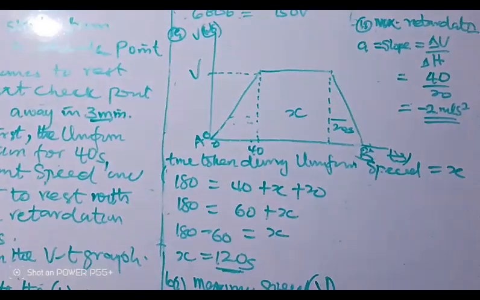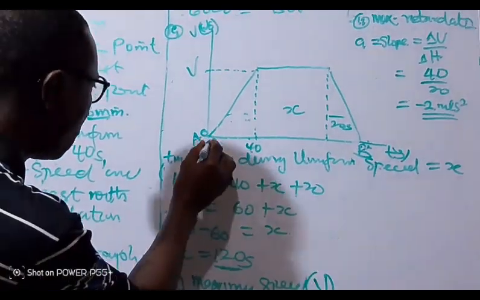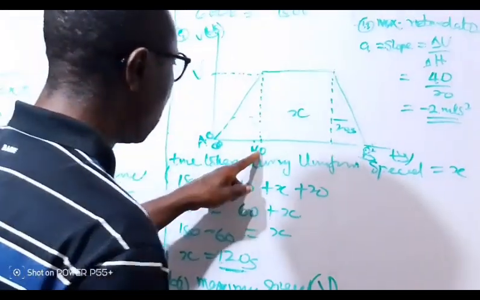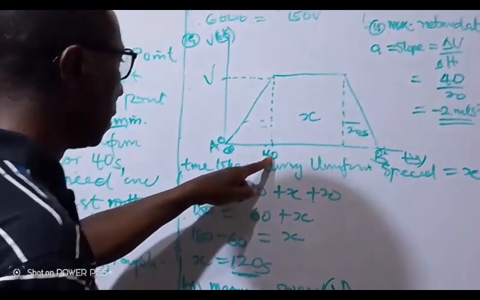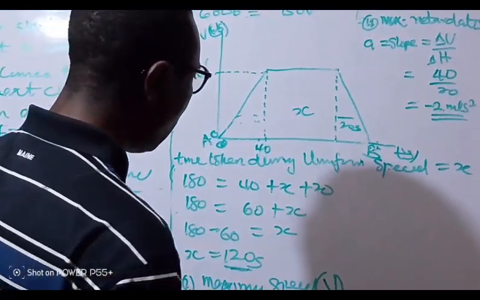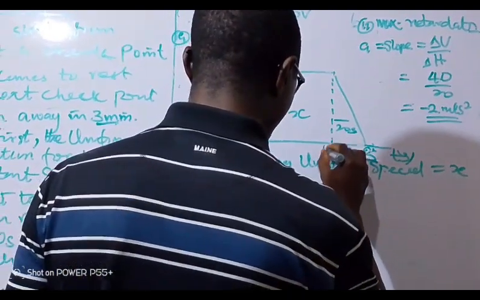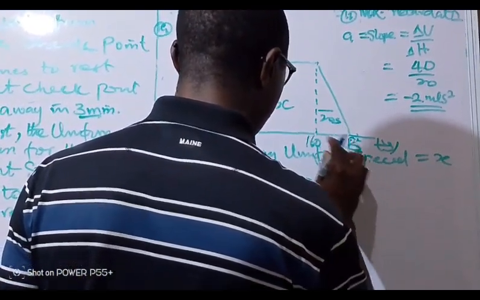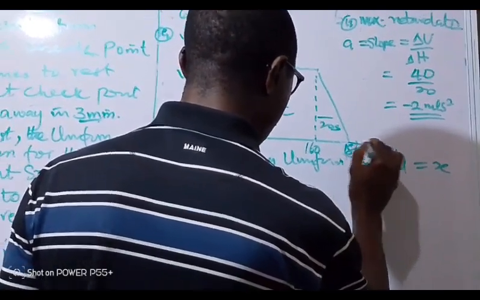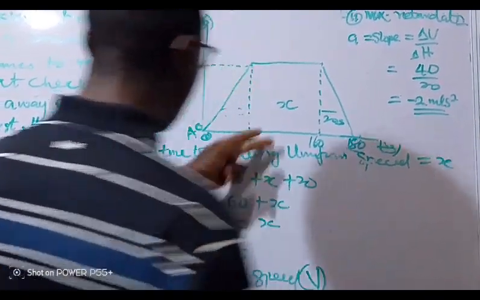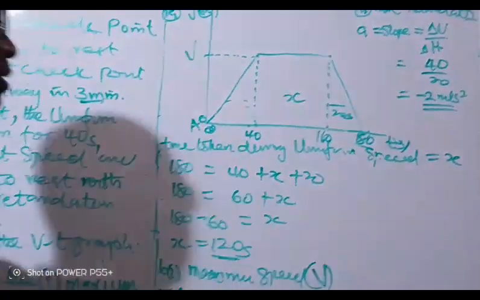Now, to conclude this part, from here to here is 40, and from here to here is 120. 120 plus 40 will be 160. So up to this will be 160. So 160 plus 20, that's 180. That's the total time taken. So this will be the complete velocity time graph.